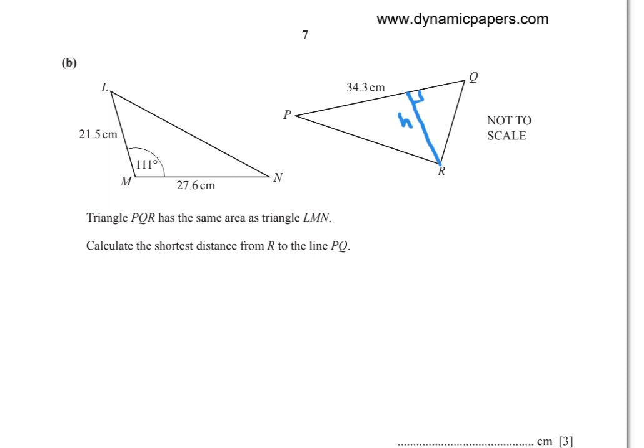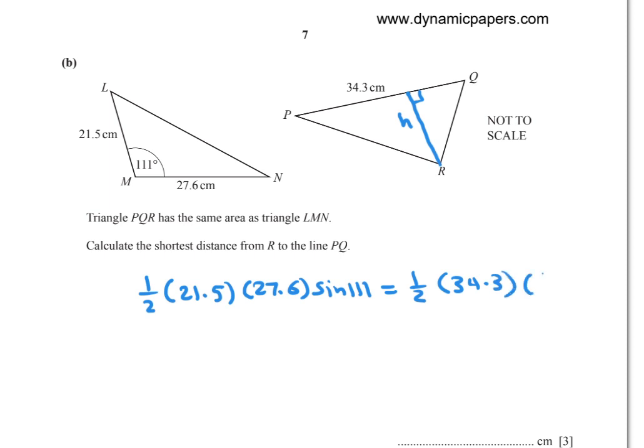The two triangles are equal in area. The area for this triangle, we have two sides and the included angle, so half times side times side times the sine of the included angle. The area for this triangle is half times base times height. So they are equal. This means half times 21.5 times 27.6 sine 111 equals half times base, which is 34.3 for the other triangle, times the height.